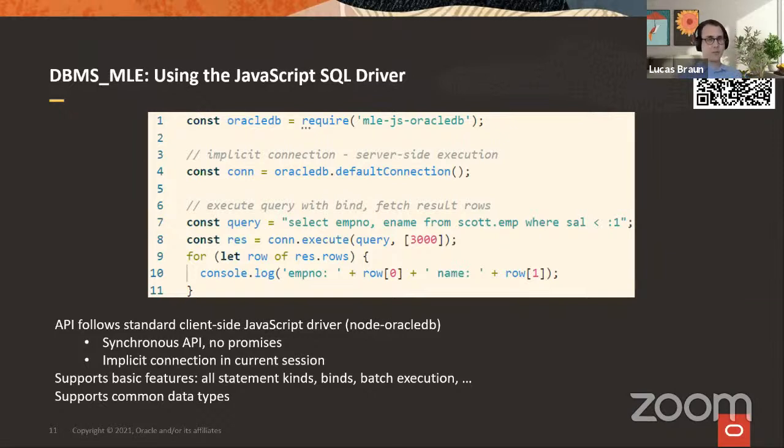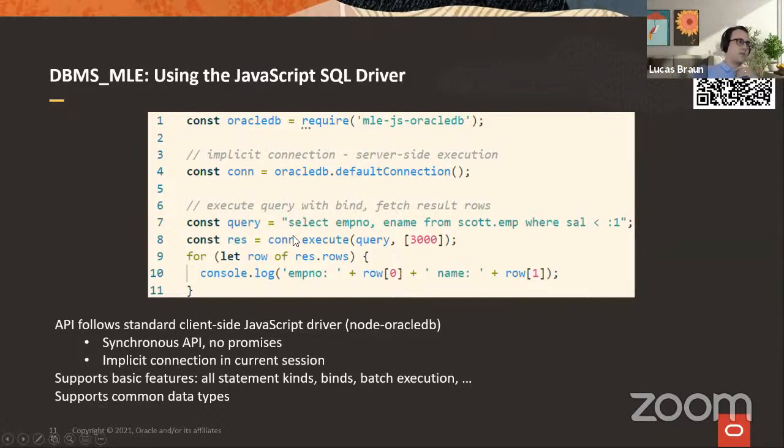We have a couple of differences. Since we are in the database, we run the code synchronously, and that's why we have a synchronous API, no promises. We don't return promises, but we throw exceptions if there are errors. And since we are already in the database, we don't really need to set up the connection. So what we do typically first is we call default connection to get something that looks like a connection object, because you need that to execute stuff. But actually, we don't set up a connection because we're in the database already.